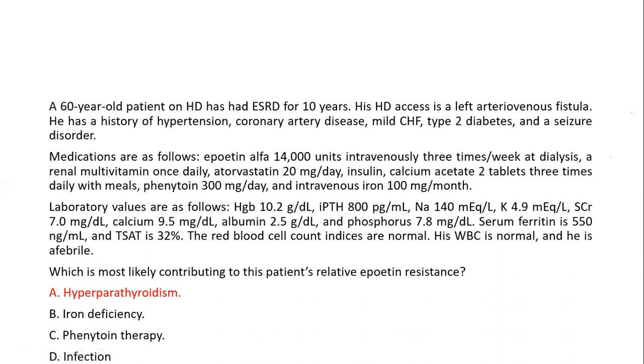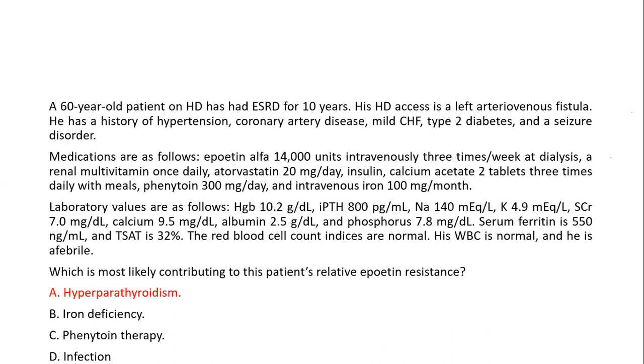So this is a 6-year-old patient. He has end-stage renal disease. His medications are 14,000 units of epoetin alpha. He's on atorvastatin 20 mg, insulin, calcium acetate as a phosphate binder, 2 tablets 3 times daily, phenytoin 300 milligrams per day, and IV iron 100 milligrams per month.